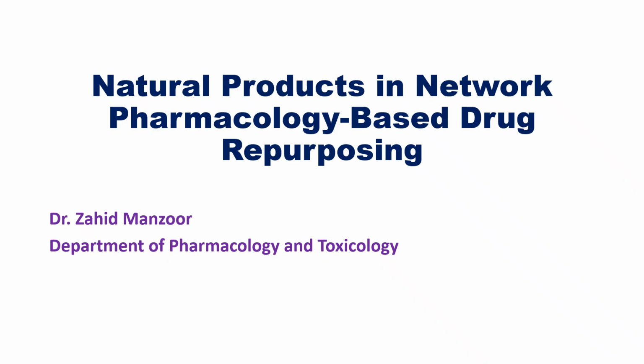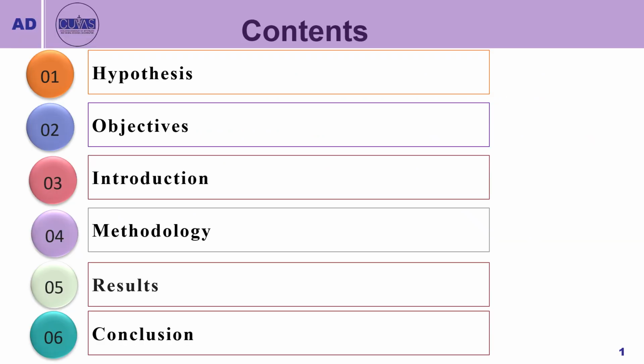We are conducting experiments on natural products and we are using techniques like network pharmacology for repurposing of the drug. So today we will discuss a recent study which we have conducted on Foeniculum vulgare. So these are the contents. We will discuss first of all the hypothesis of the study, then main objectives, a brief introduction of the study, then a complete methodology, results, and finally discussion.